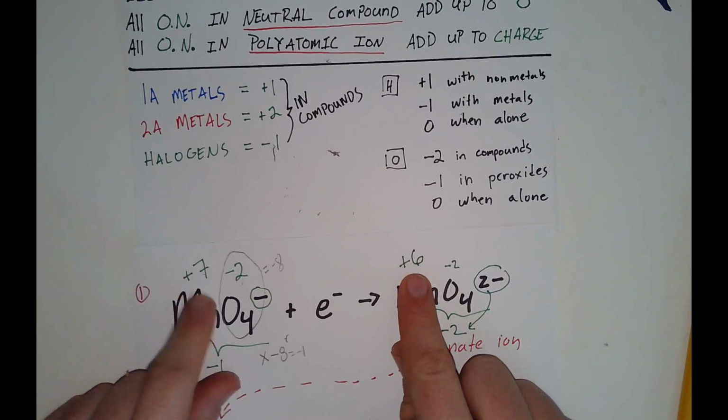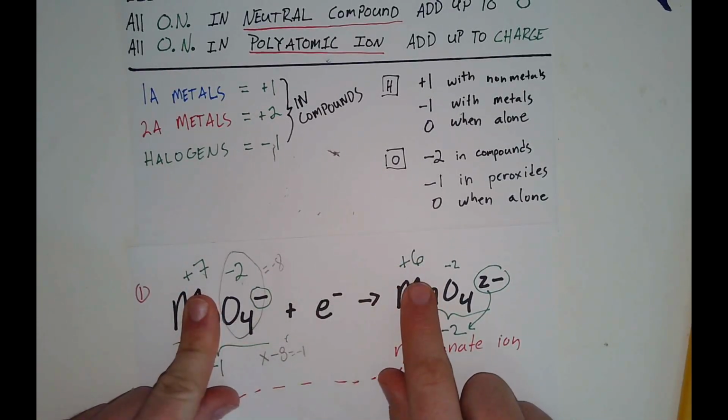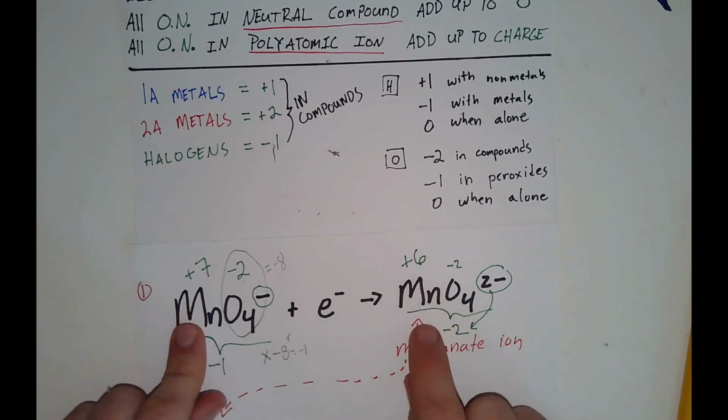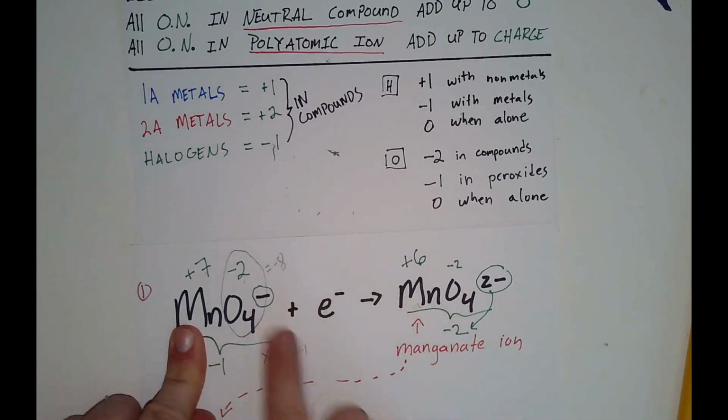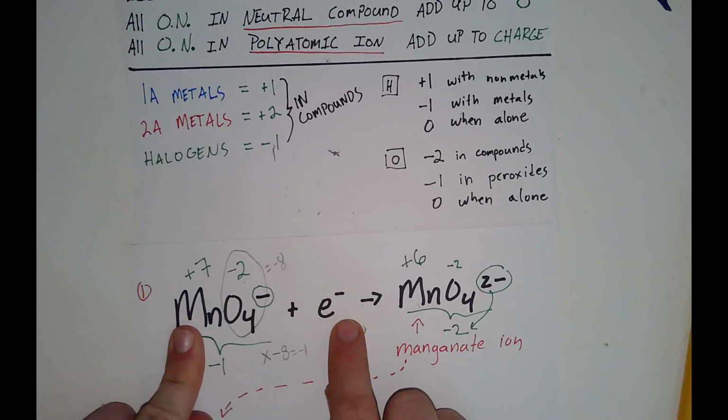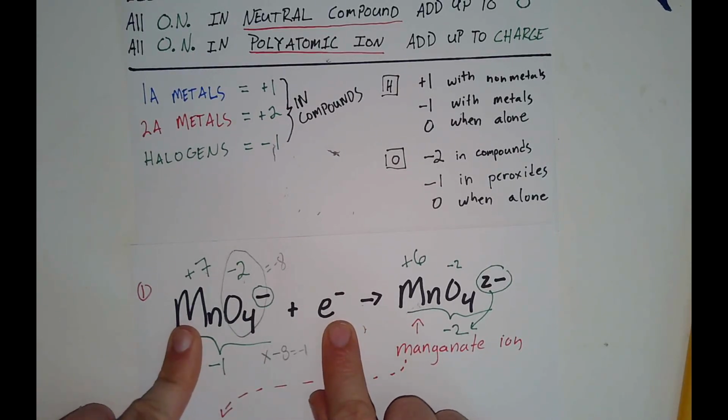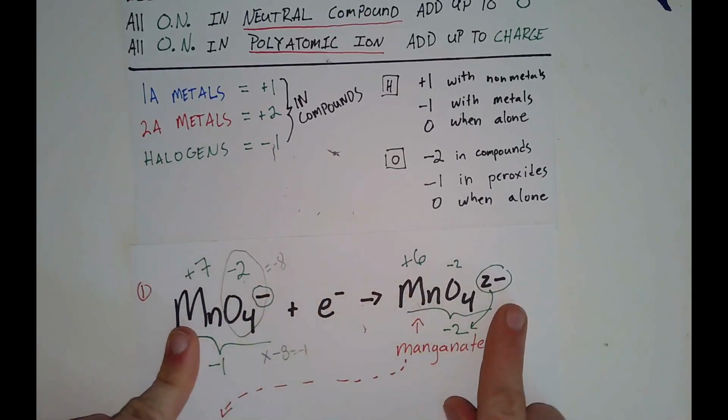But this tells us something, right? Because the number went down, which tells us manganese was reduced, which I could have actually seen here because the electron was a reactant. And when electrons are reactants, it's a reduction half reaction. So this is going to happen. But I have a trick up my sleeve.